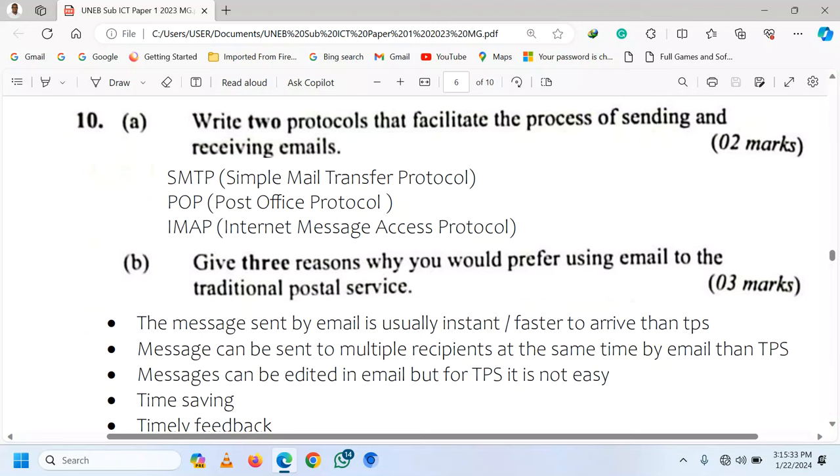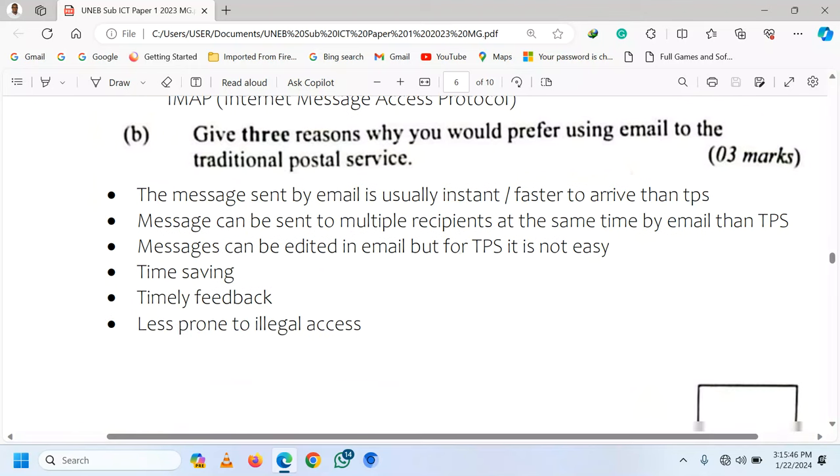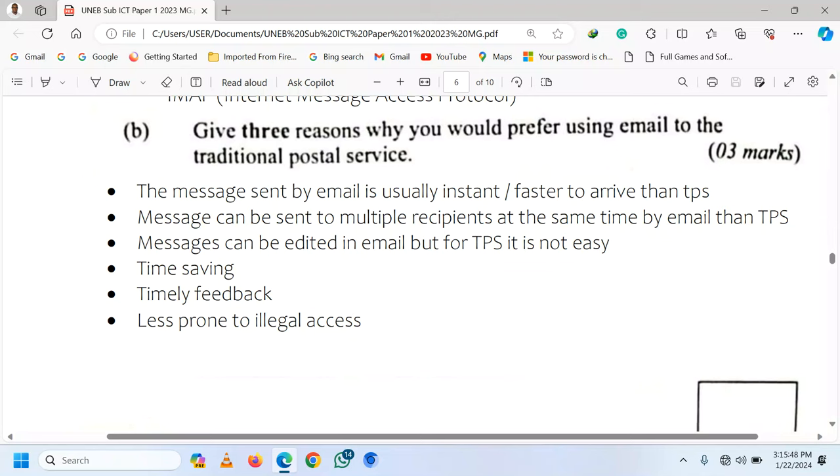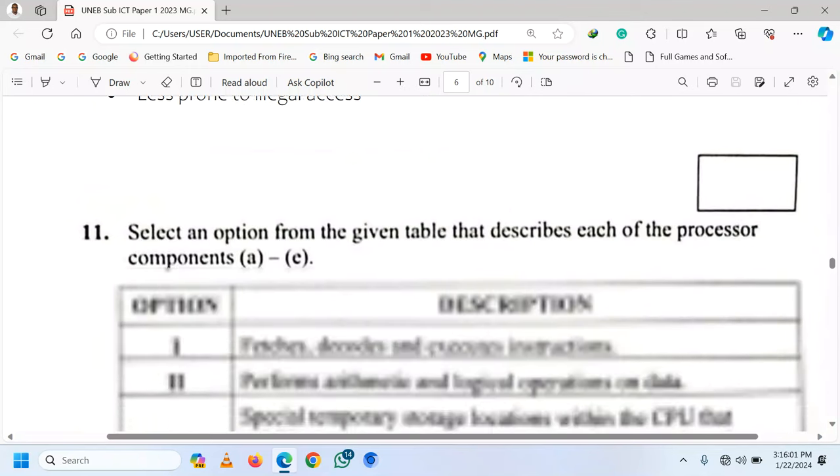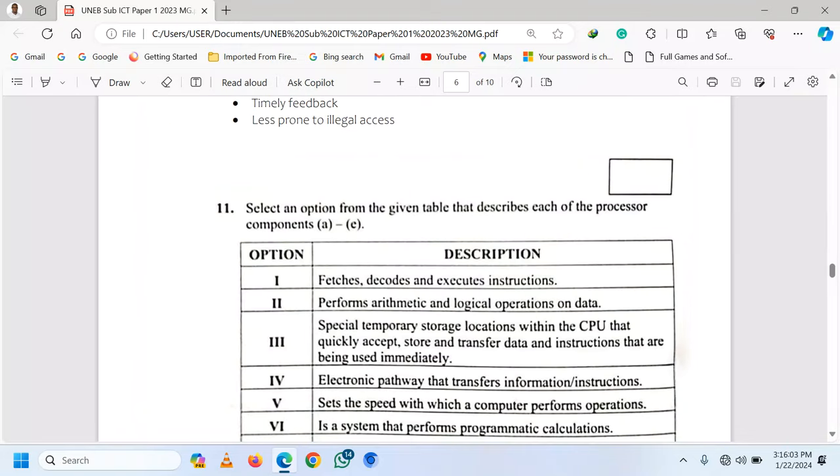Number 10, write 2 protocols that facilitate the process of sending and receiving emails. These are the most common protocols for sending and receiving emails. Then give 3 reasons why you would prefer using email to traditional postal service. Here in my responses where I've put TPS, it is standing for traditional postal service.